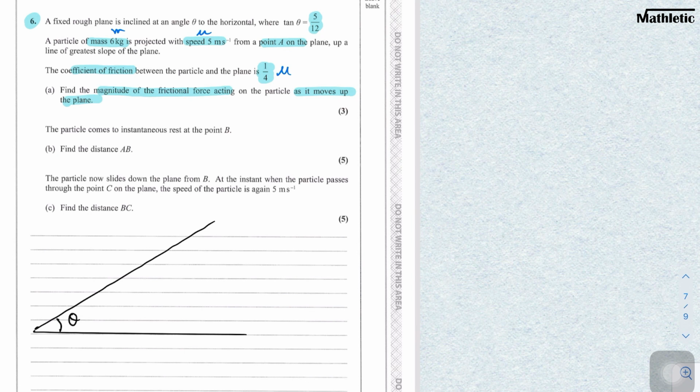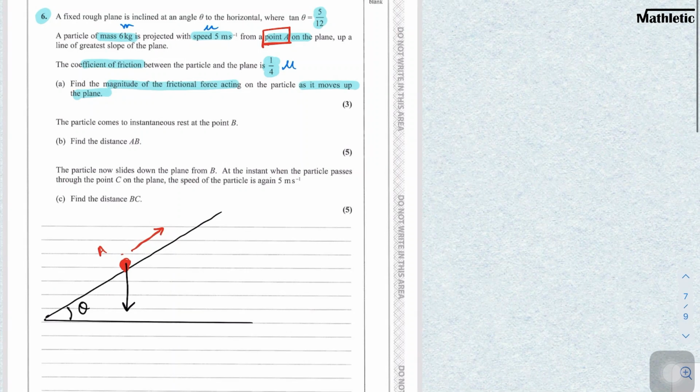Okay, so the particle was projected from a point A. Let's assume this is the point A and the particle is projected from here in this direction up the plane. The weight of the particle will act vertically downward. Weight is mg, so weight should be 6g. In this inclined plane, I will use the direction along the plane as the x-axis, and the perpendicular direction to the plane as the y-axis. So let me draw the x-axis and the y-axis.